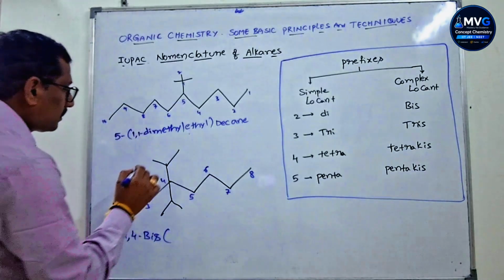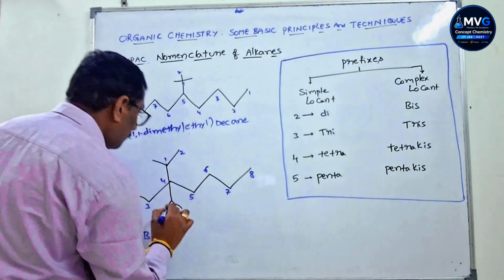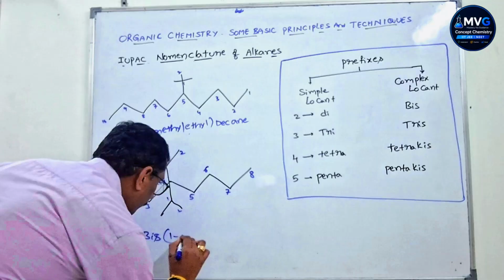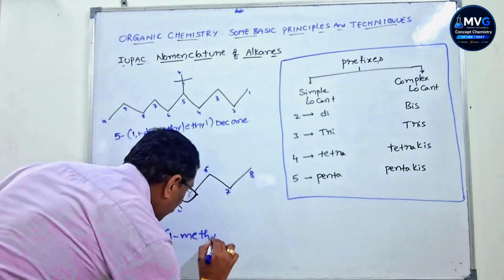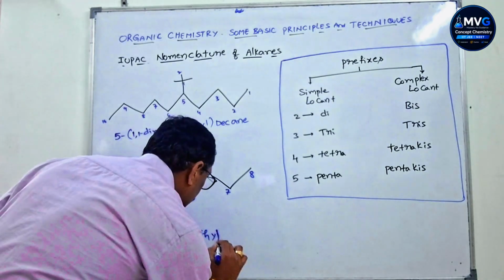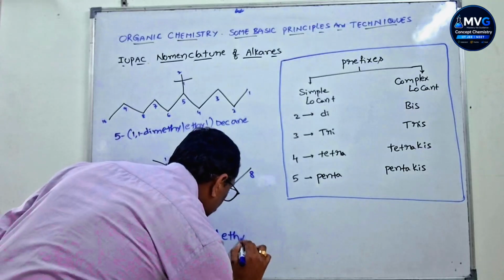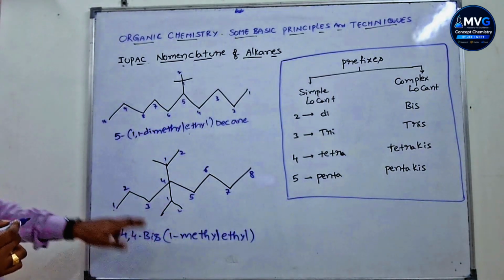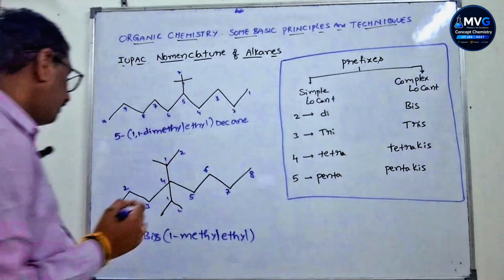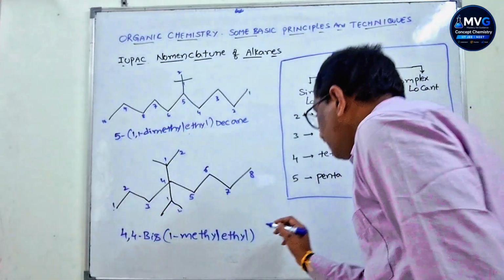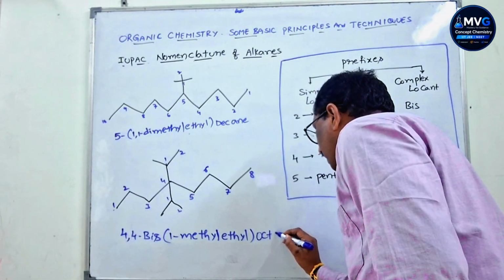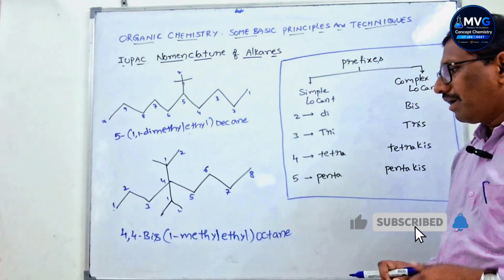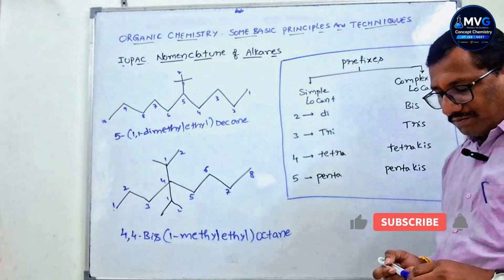What is repeated, students? The same. Here we will give the numbering, students: 1, 2, 3. Here also 1, 2, 3. Now 1-methylethyl, bis(1-methylethyl), the 1-methylethyl repeated 2 times. Root word, students: oct is the root word, A-N-E is the primary suffix. Like this, we can write the compound name, students. Please note down.